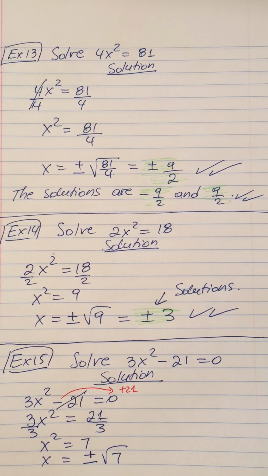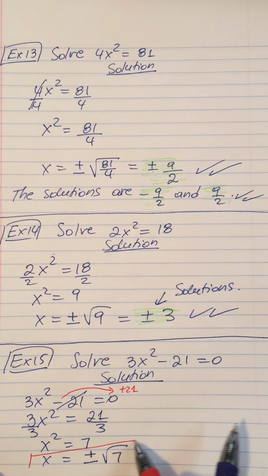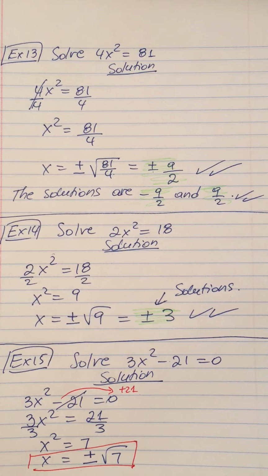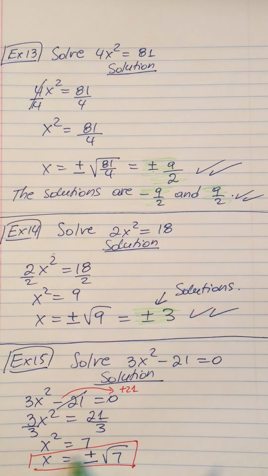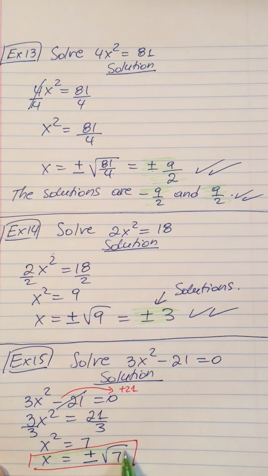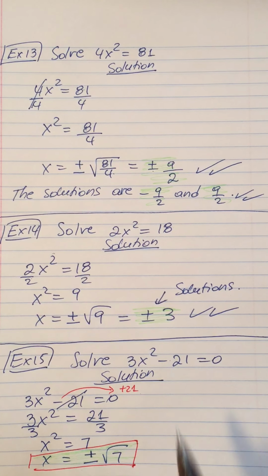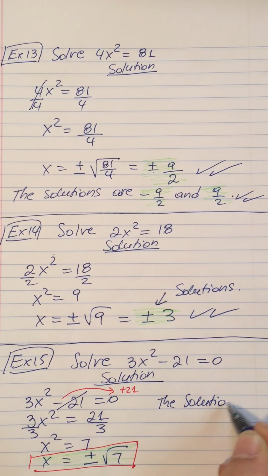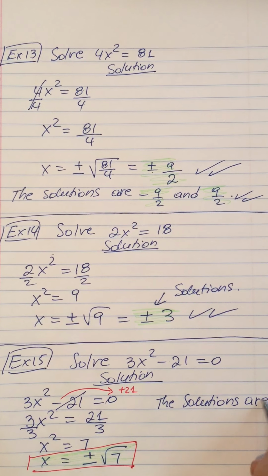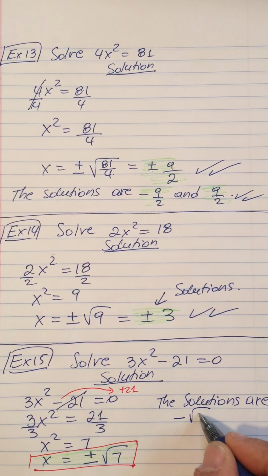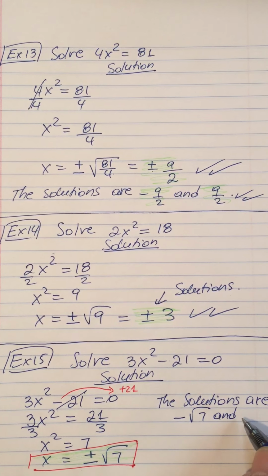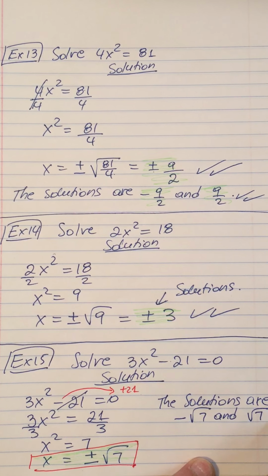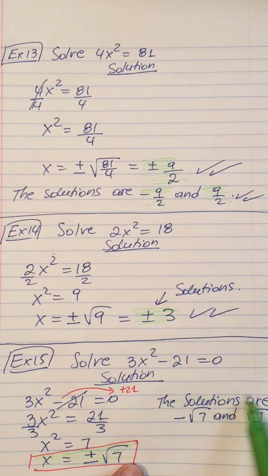I don't know the square root of 7. 7 is not a perfect square number, and the exact solution is this. Let me write the answer for this. The solutions are the negative square root of 7 and the positive square root of 7. That's it. Done.